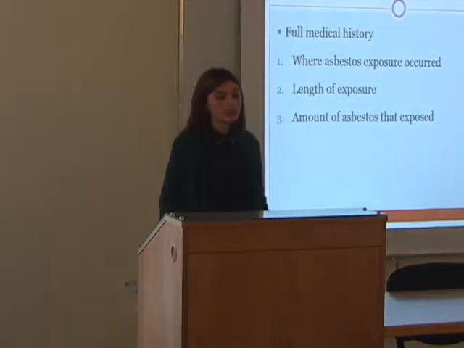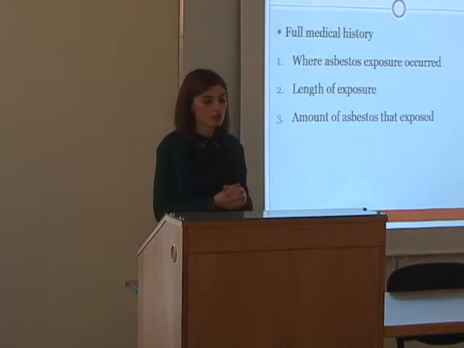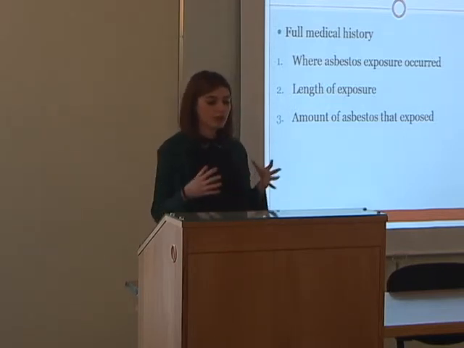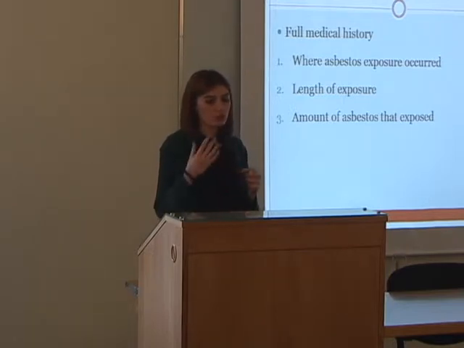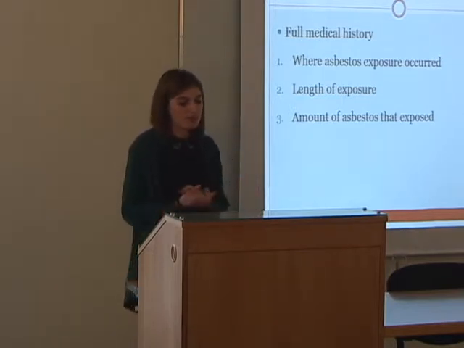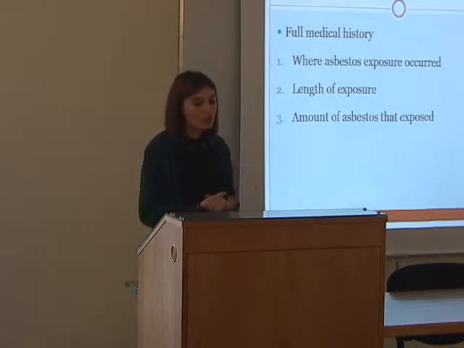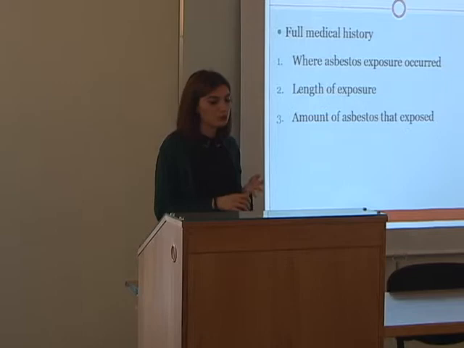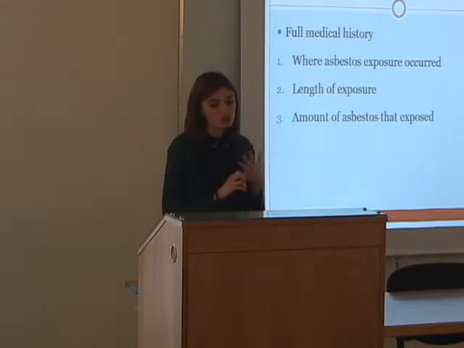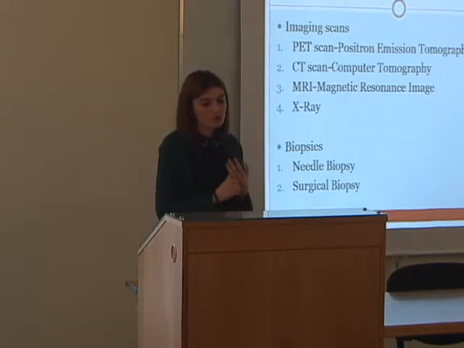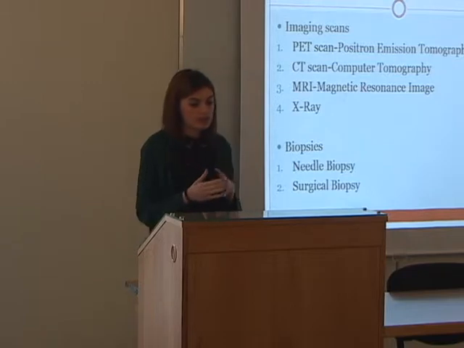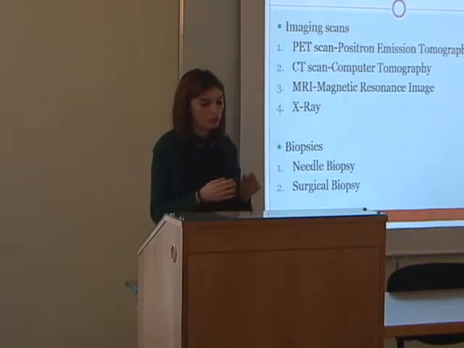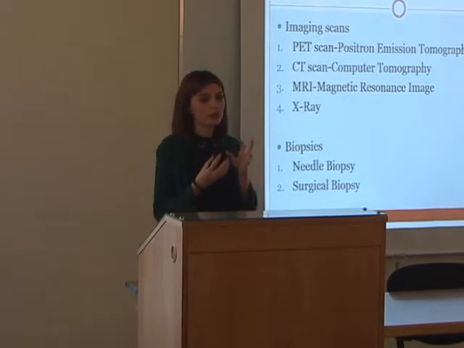pericardium. As I've already mentioned, the prognosis for mesothelioma is poor, and often it is misdiagnosed. However, there are some steps that physicians take to identify the disease. First of all, they look at the full medical history of the patient: where the asbestos exposure occurred, the length of exposure, and the amount of asbestos exposed to. Then imaging scans and biopsies are done mainly to see the location of the tumor, or to see whether it has metastasized or not, and biopsies are also done to identify the malignant cells.